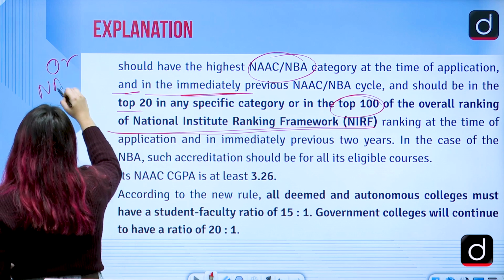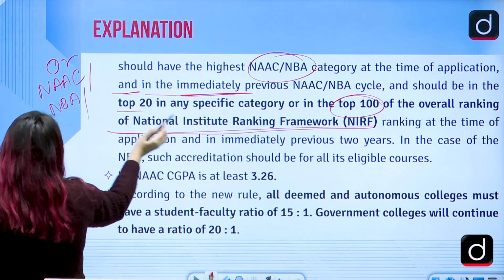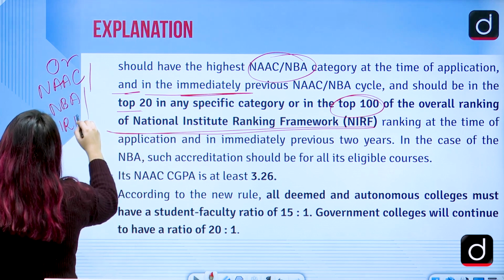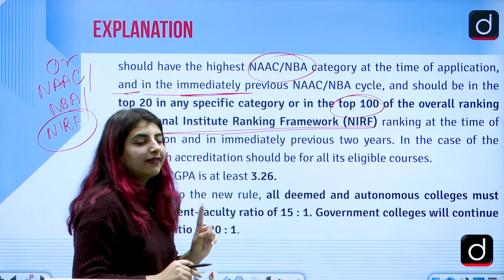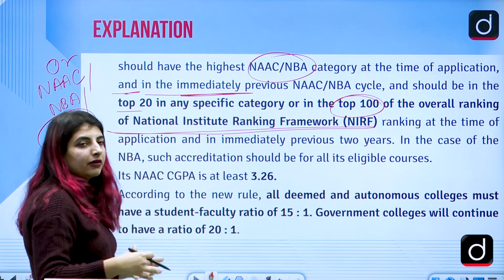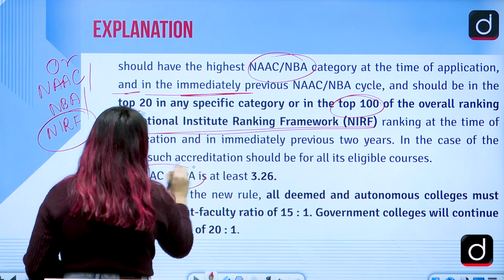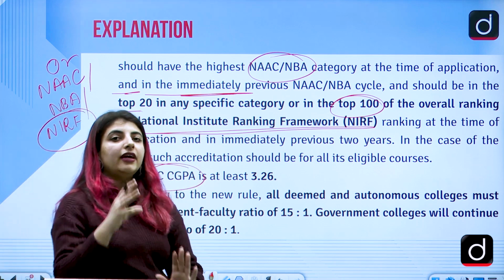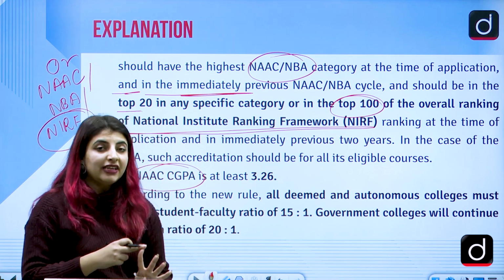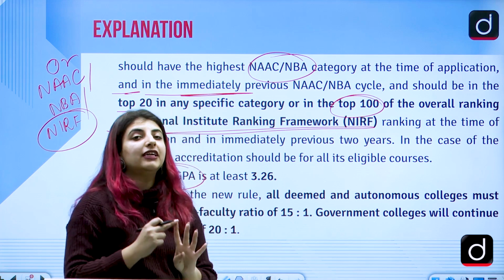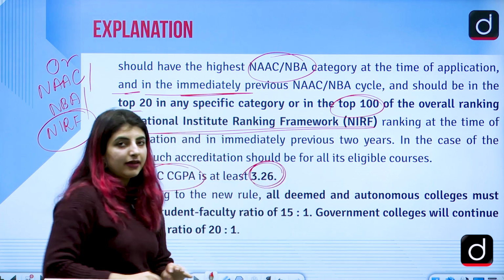So NAAC could also be there, NBA could also be there, or for the NIRF, if it is in the top 100 institutions in the overall category of NIRF, then it can be eligible to be called a deemed to be university. Coming to NAAC CGPA, it is measured out of 4. Any university that needs to be called a deemed to be university is supposed to get at least 3.26 out of 4, correct?